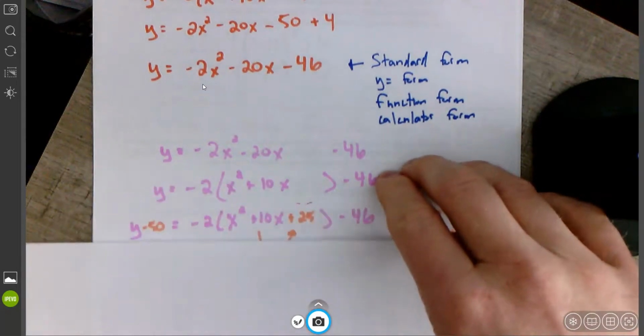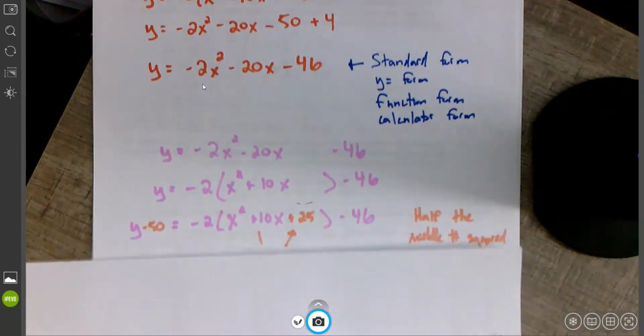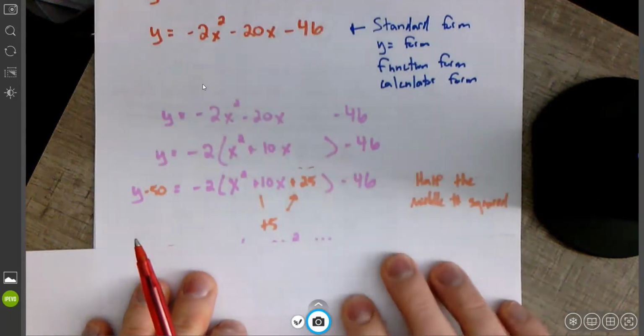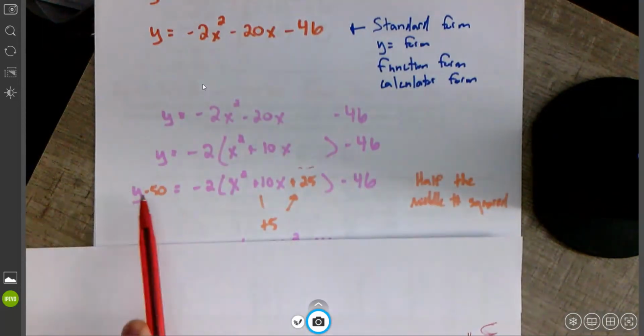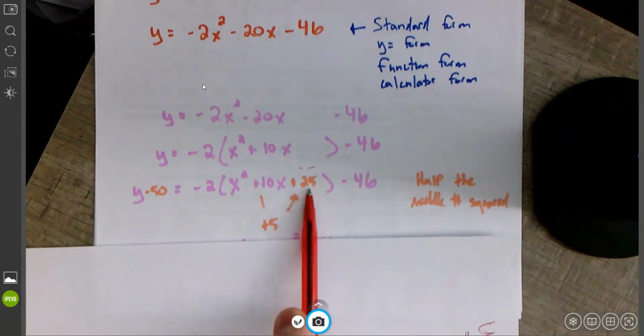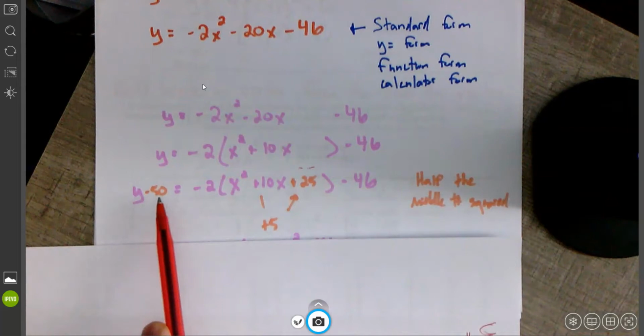So as we move down, I took half the middle number squared, and it looks like this. Now, hopefully you're questioning, what is this thing? Where did 50 come from? I didn't do anything with a 50. I added a 25 here, and whatever I do to one side of the equation, I should do to the other side. So why is this a minus 50?